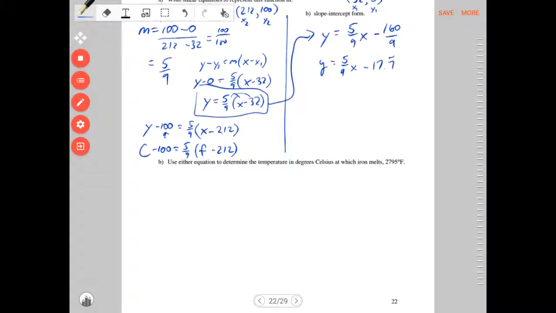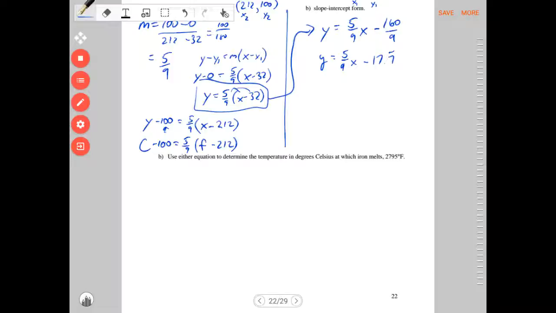Okay, now using either equation, determine the temperature in degrees Celsius at which iron melts, which is 2,795 degrees Fahrenheit. So we can use any of our formulas. I have 3 of them now. If you were doing this by yourself, you'd probably only have 2 because you would not have bothered to use both point slope formulas.